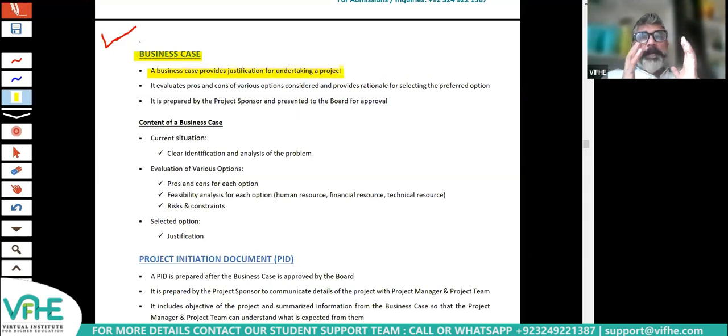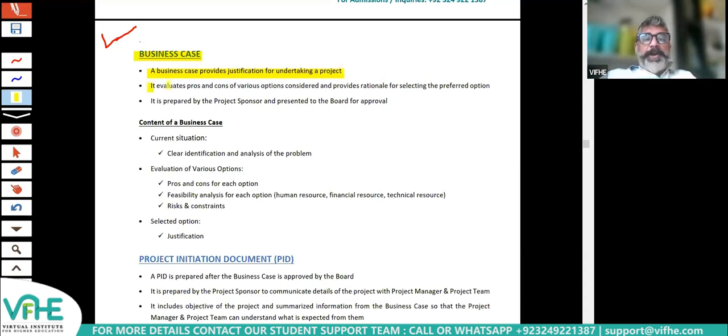That's why do we need a project? Obviously, there must be some purpose, some reason, some justification, some objectives. So the first document is a business case, which talks about the justification or reason why we need to do this project. Because a project involves time, resources, and money. So before the company spends time and money on the project, they want to know what's the reason. Is it really justified or not?